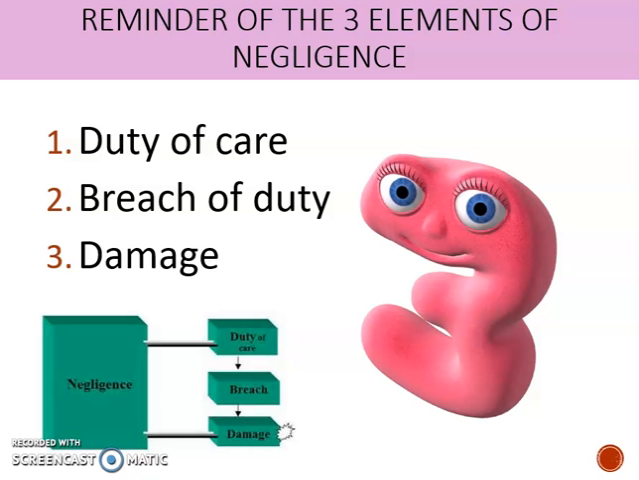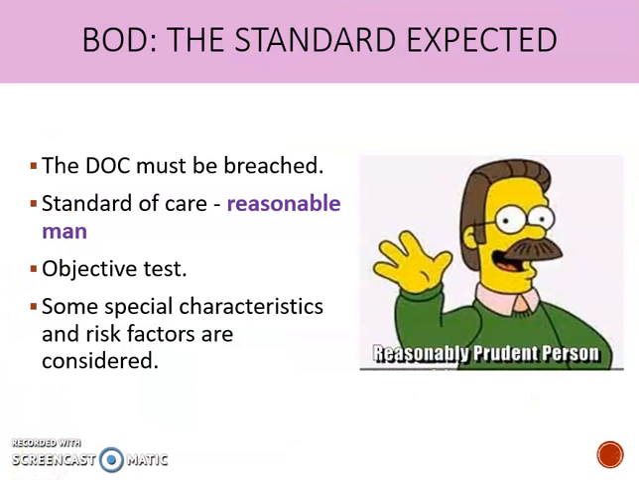Just a reminder that in order to find the defendant liable in negligence, we have to prove the three elements. Firstly, there was a duty of care. Secondly, there was a breach of this duty. And thirdly, this resulted in damage to the claimant. In our last video tutorial, we looked at duty of care, and today we're going to focus on breach of duty. Breach of duty in negligence occurs where the defendant fails to meet the standard of care required by law.